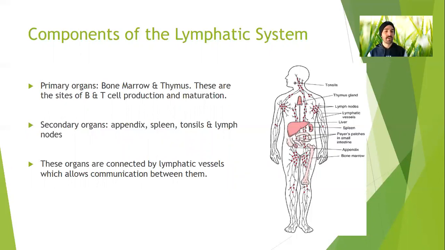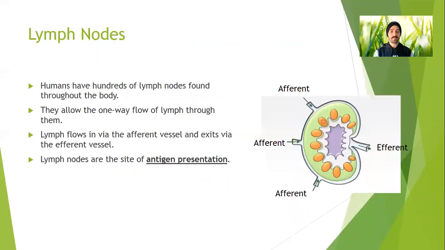And we've got these secondary organs: our appendix, our spleen, our tonsils, and these other organs you may have heard of called lymph nodes. They're all connected with lymphatic vessels, which allow them to communicate with one another. You can see in this diagram of the human body, we've got hundreds of lymph nodes throughout our body. These are the little pink dots. And then we've got our primary organs, our thymus and our bone marrow as well. So you can see there are a lot of organs involved in our lymphatic system.